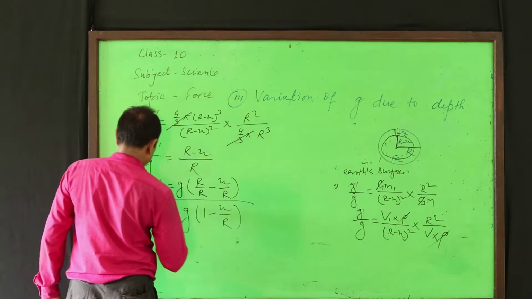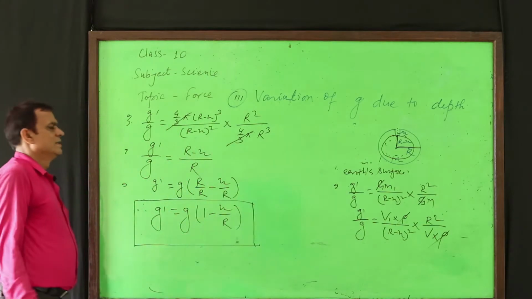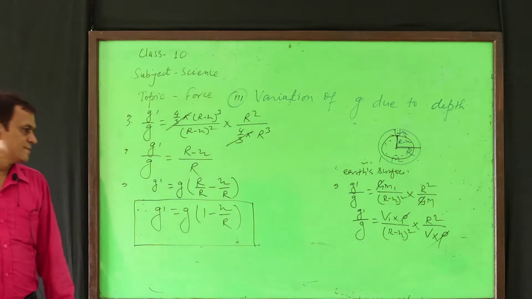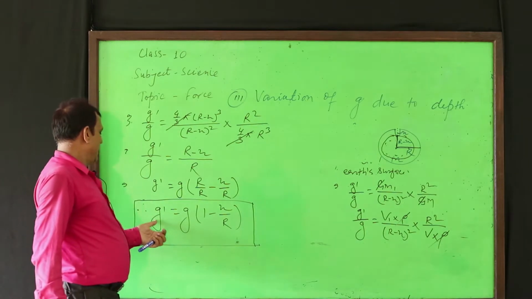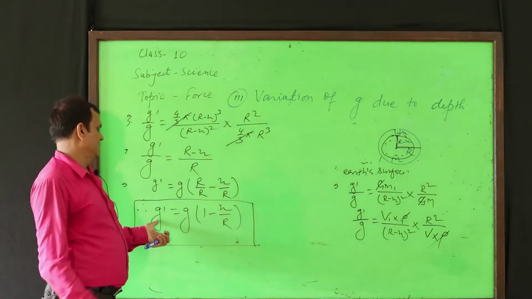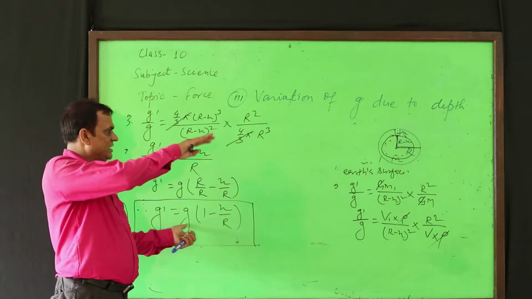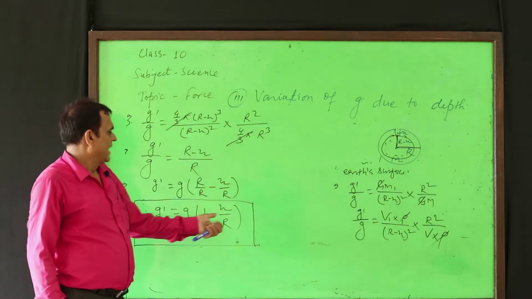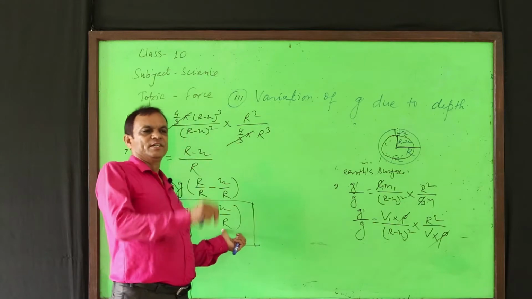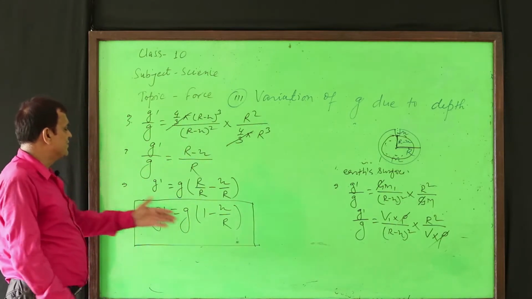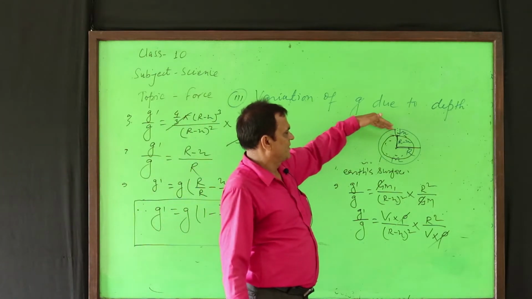This is the formula to find the acceleration due to gravity below the earth's surface, where this g dash indicates the acceleration due to gravity inside the earth. This small g indicates the acceleration due to gravity at earth's surface, and x is the depth, and this R indicates the radius of the earth. By using this formula, you can easily find the acceleration due to gravity inside the earth's surface.